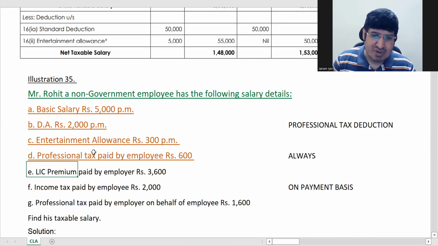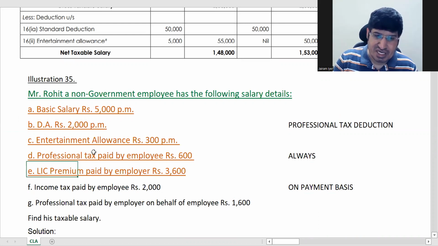Then LIC premium paid by employer. So LIC is his life insurance. His employer is paying, which means it will be treated as a perquisite. Okay. This will be treated as a perquisite.